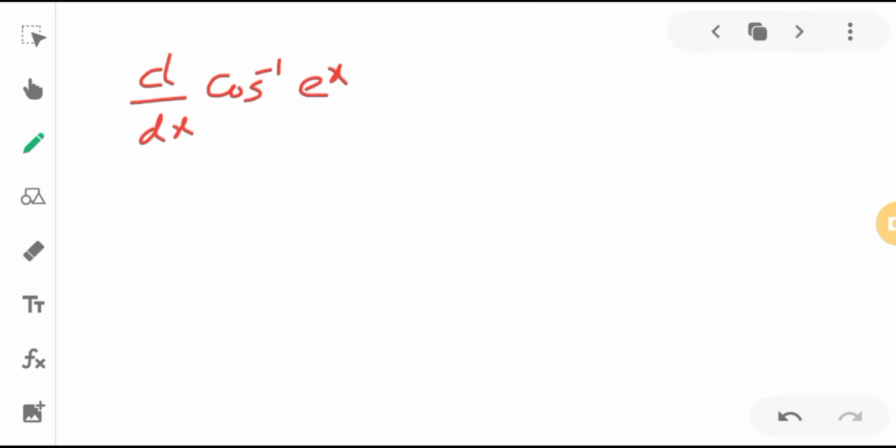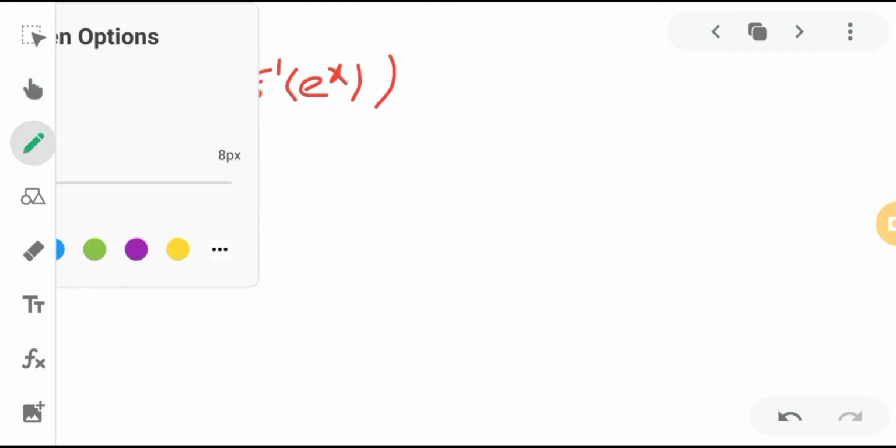So this derivative we have to find. Again we'll use the chain rule only. This is the third part. Again we'll use the chain rule. In the chain rule, for the first function, you will go from left to right.